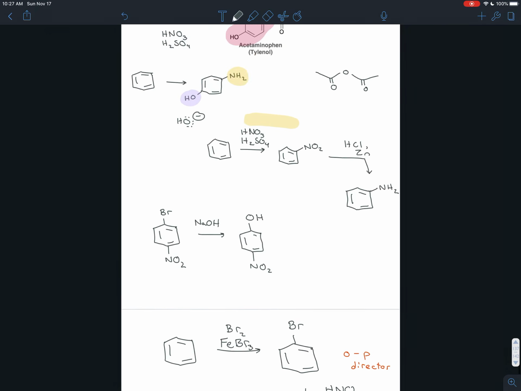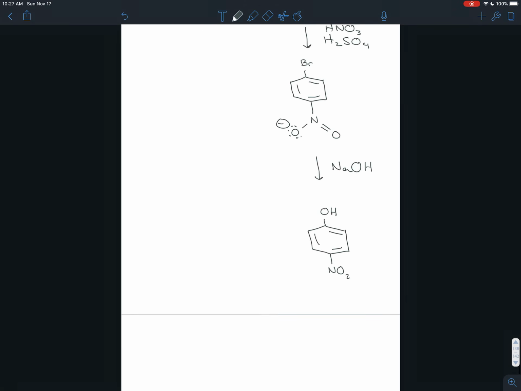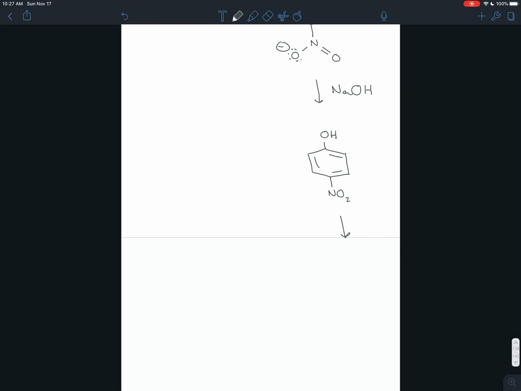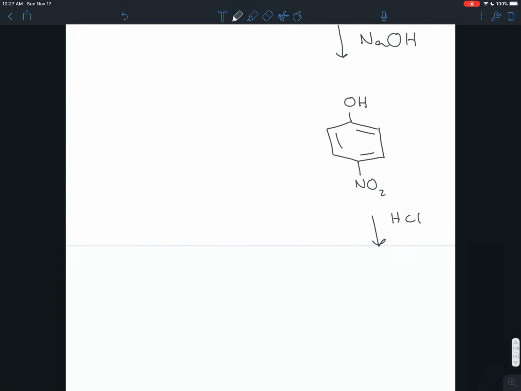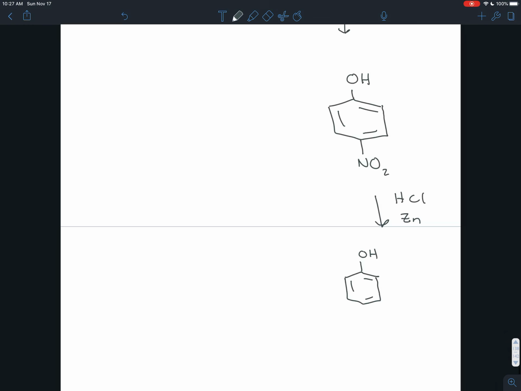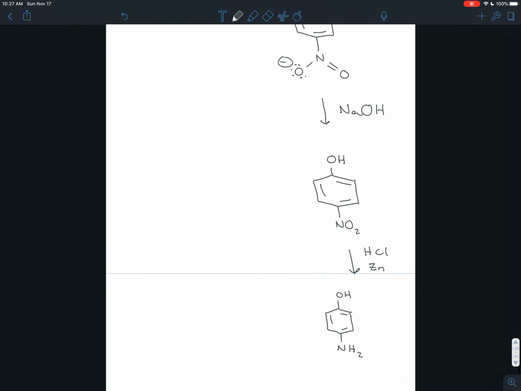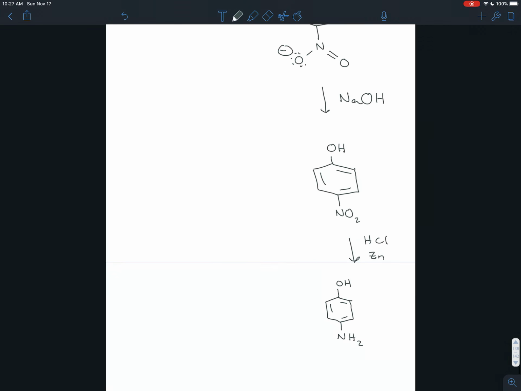Now we're very close to having this molecule that we want. We just want to turn the NO2 into an NH2. And we saw that the recipe for that was HCl and zinc. So we can reduce that by using HCl and zinc, and that will leave us with this product.